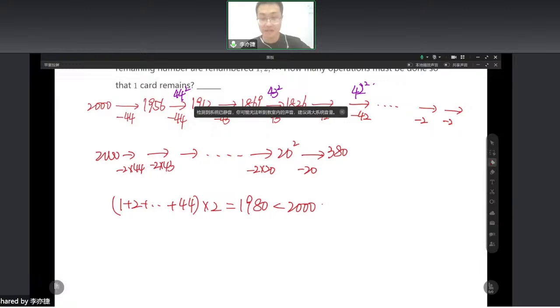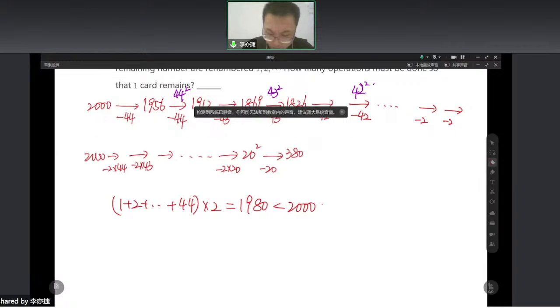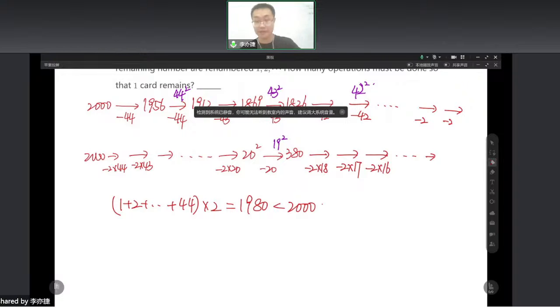So now in this case, this number is just one number less than the 19 square. Which means, in this case, we overtake the 19. Then we have the minus 2 of the 18, minus 2 of the 17, minus 2 of the 16. And then we repeat the whole process.